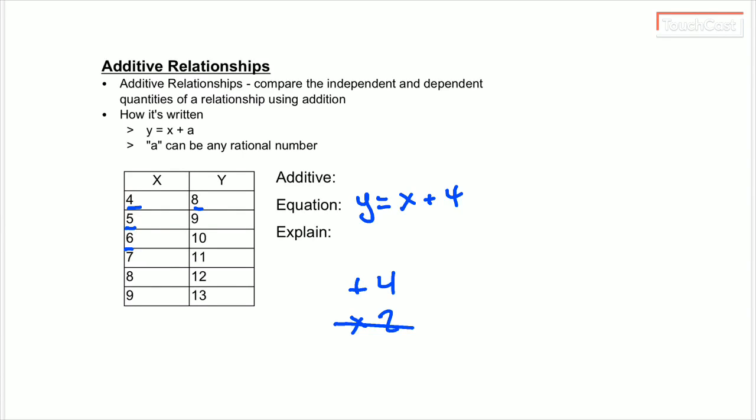Because addition is the only operation going on in this equation, the equation is additive, so we would say yes. And for our explanation, we would say that 4 is added to x, or 4 is added to the input.